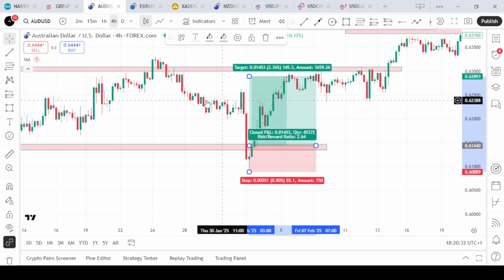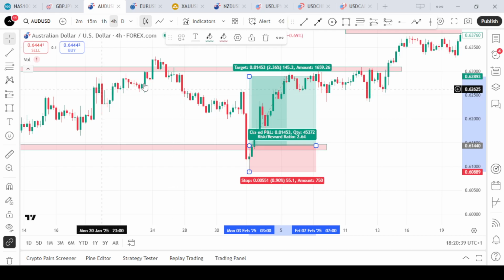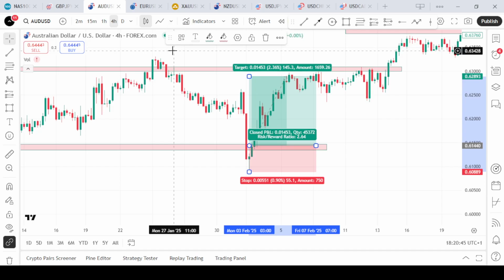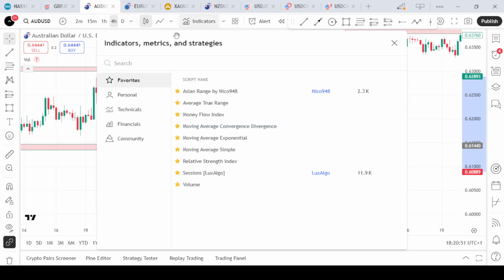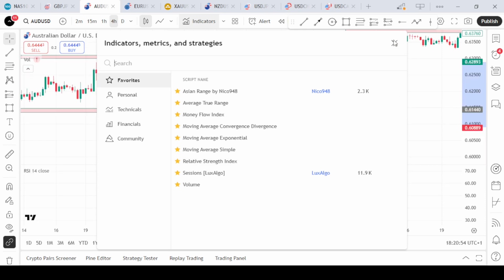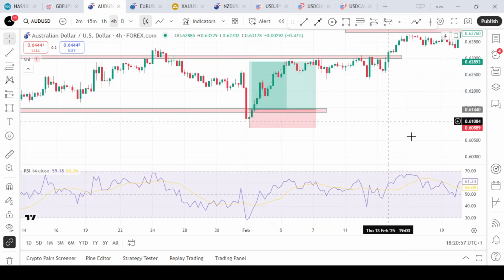So to enhance your strategy further, consider combining your candlestick pattern with technical indicators such as your moving average or your RSI for additional confirmation. This gives you more confidence and helps you to refine your decision making. So if we add our RSI, we look for overbought or oversold conditions in the market to further help us.